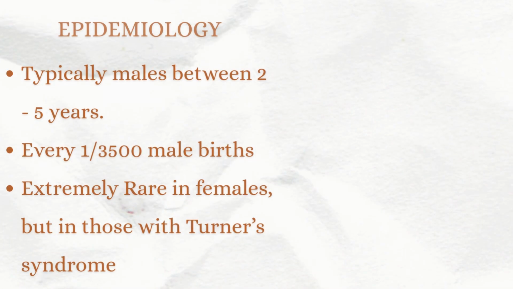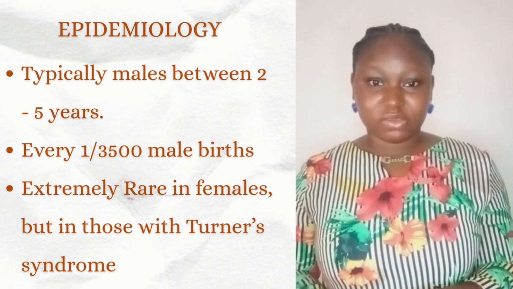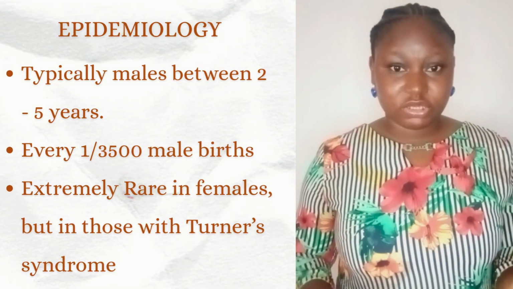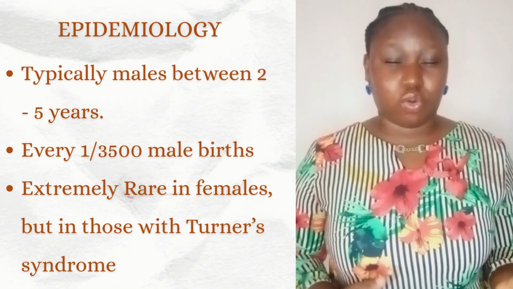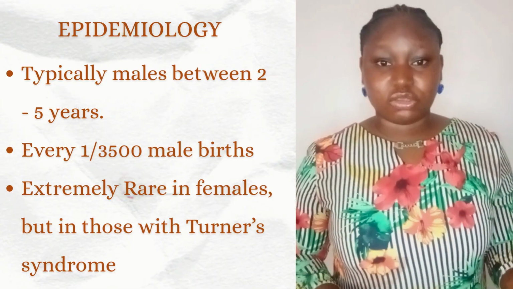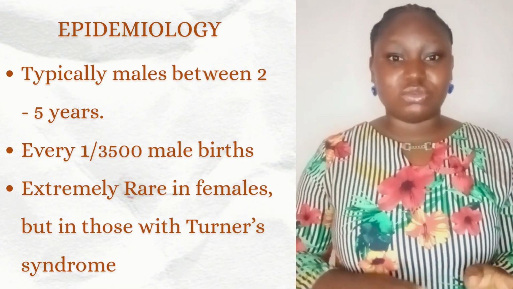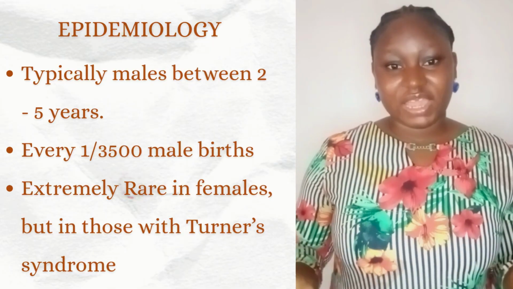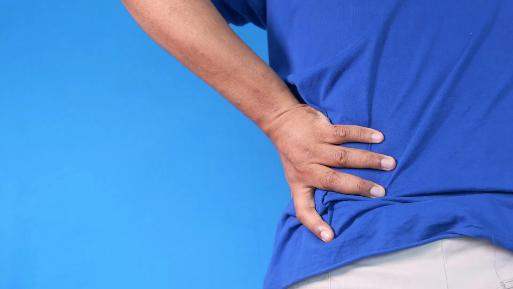Talking about its epidemiology, it is a childhood disease which is more common in the male gender, usually between the ages of 2 and 5 years. In females as well, it occurs. However, it usually occurs with pre-existing genetic conditions such as Turner syndrome. In every one out of 3,500 males, you find Duchenne muscular dystrophy.